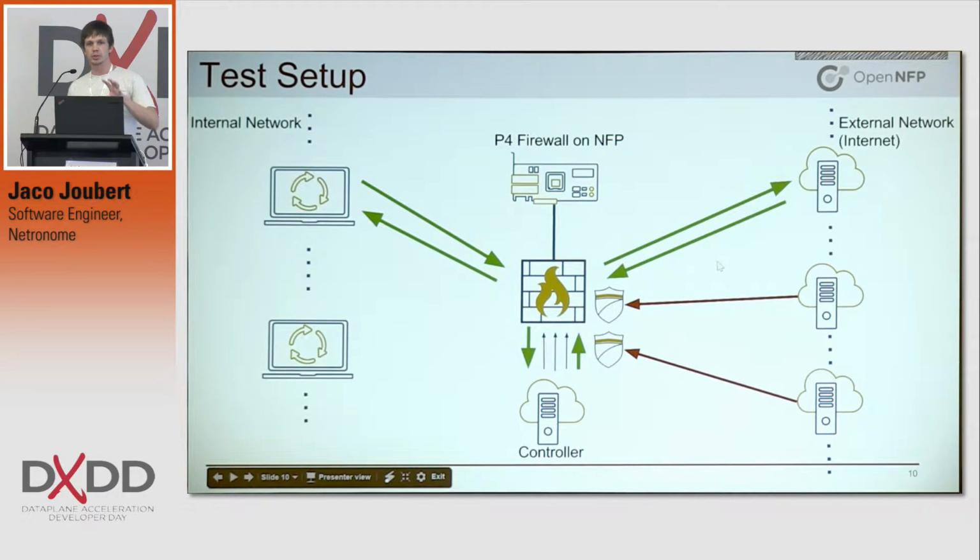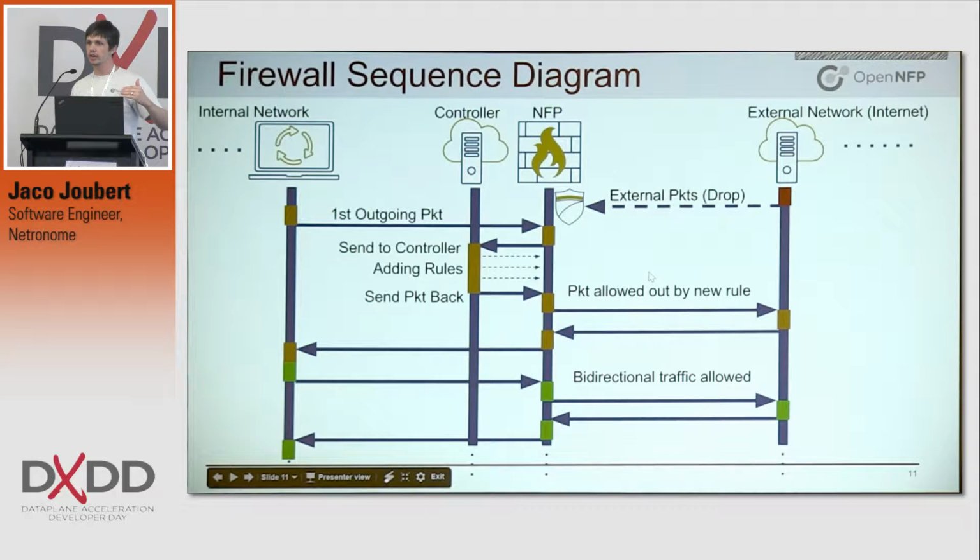So to put this more in perspective, we're going through a sequence diagram, just showing what's happening. So initially, anything coming from any external host will just be dropped. When one of the devices on the inside makes a request to the outside, it will send the first packet, and the firewall will detect that there's no rule to allow this yet. Because we're using TCP traffic, we want to hold on to that packet, so we can't just drop it. We have to send that packet to the controller.